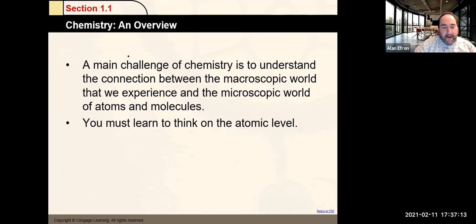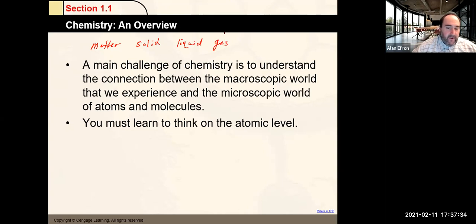There we go. Matter is all around us, and it can be in different states. A lot of times when we talk about matter, we talk about the 3 states of matter, things like solid, liquid, and gas.